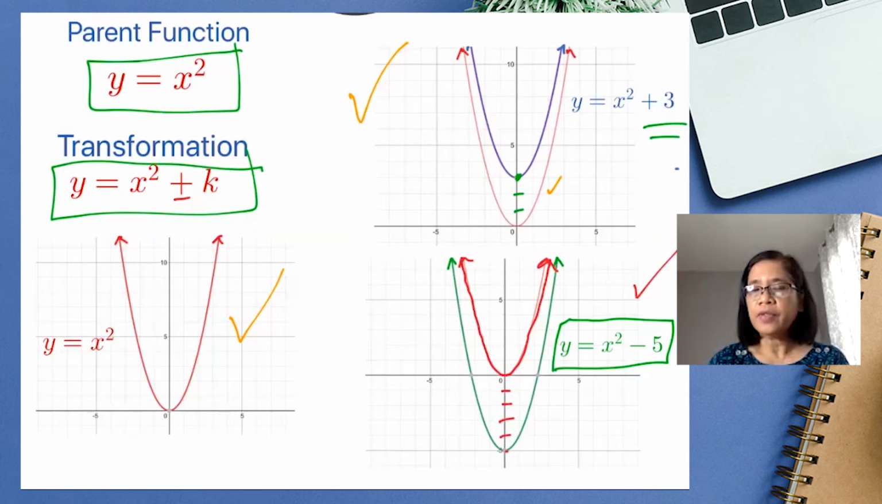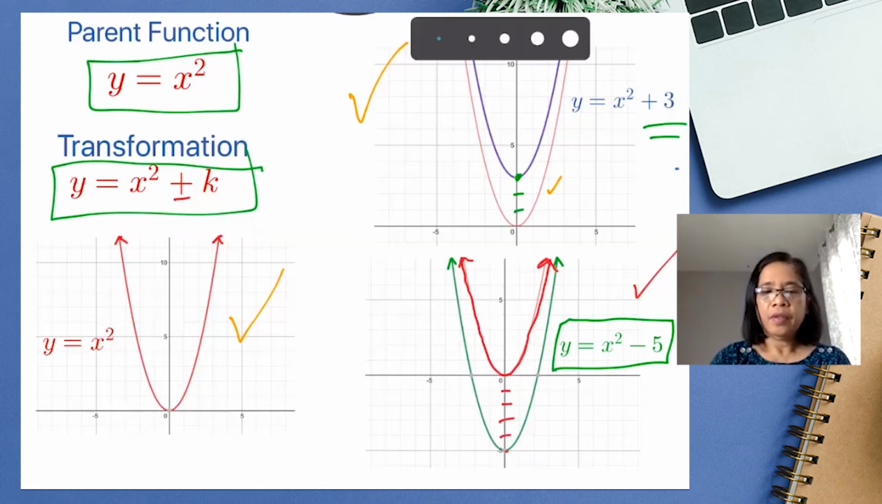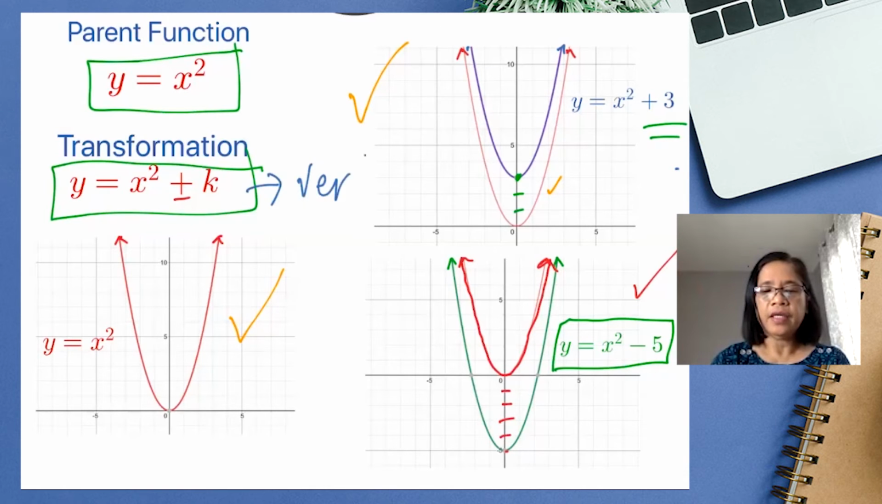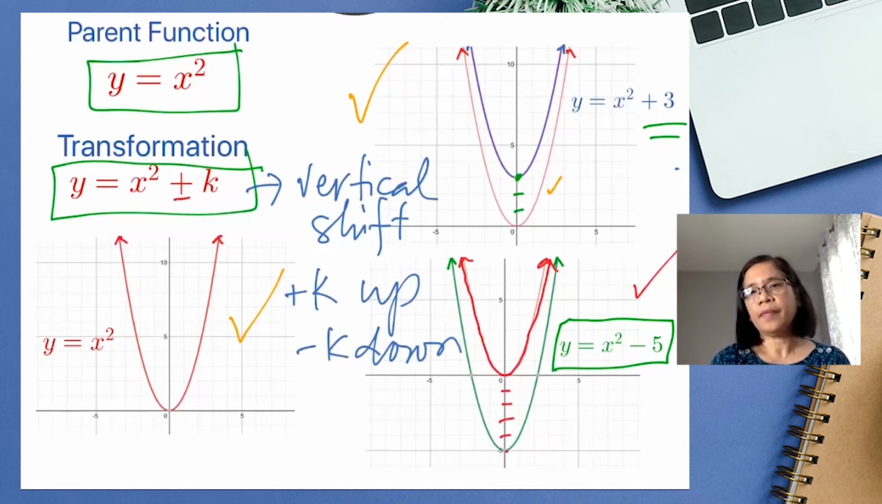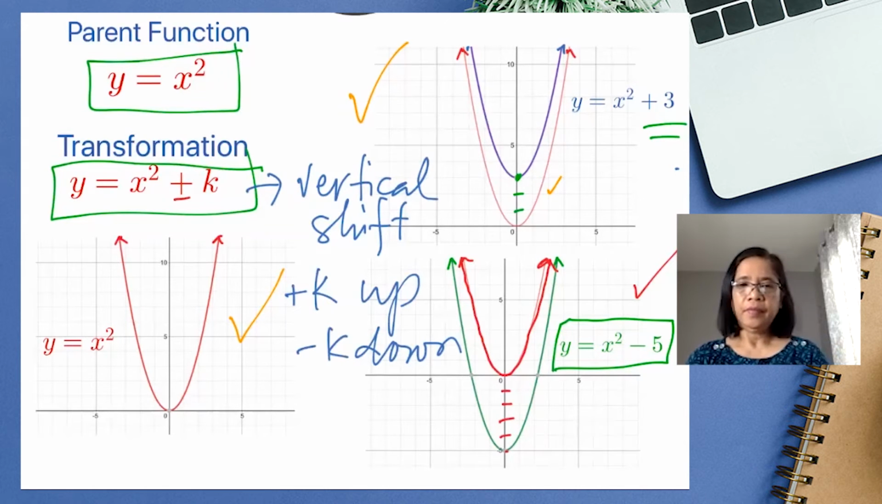Take down notes and process the information. So the effect of k here is the vertical shift. If it's plus k, it's up. If it's minus k, it's down. Write this down in your notebook.